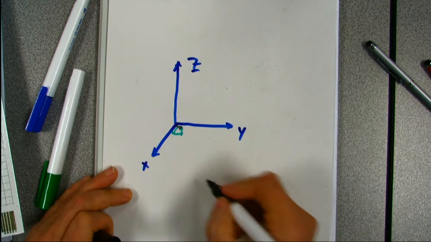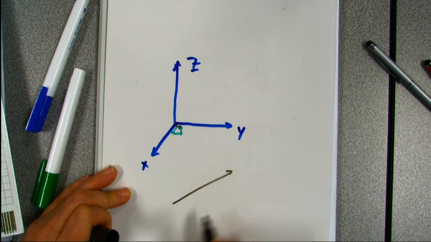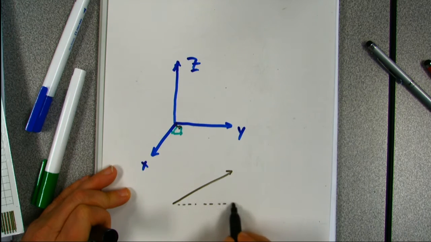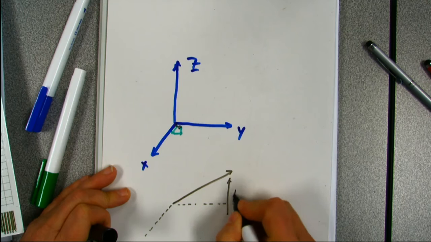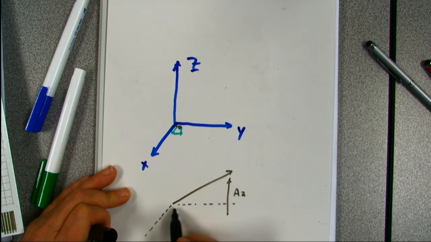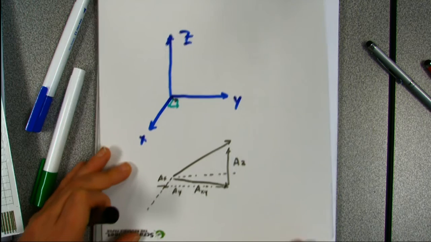So what you're going to end up with, if we have a vector, I'm going to have my component in the Z direction, so this is AZ. I'm going to have my component in the X direction, or this is my vector AYX, but I can have this right here. This is going to be AY, and this part is AX.